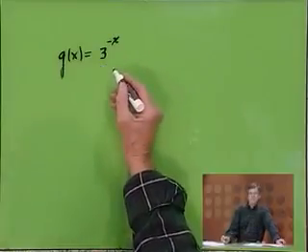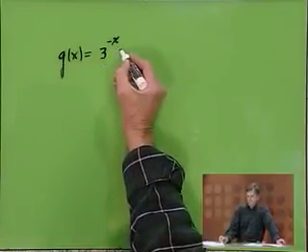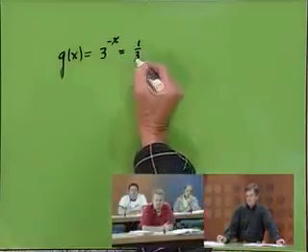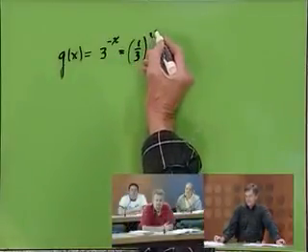Jeff, what's another way you could write that? 1 over 3 to the x. Yeah, so this is actually 1/3 to the x.